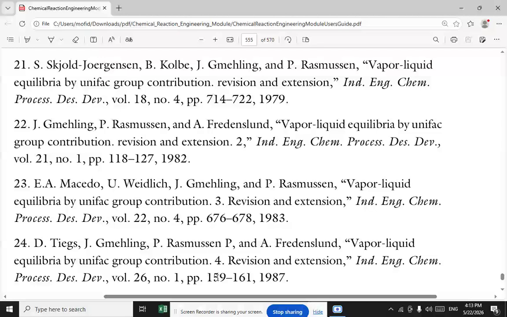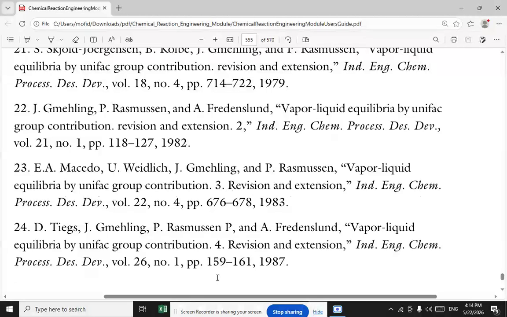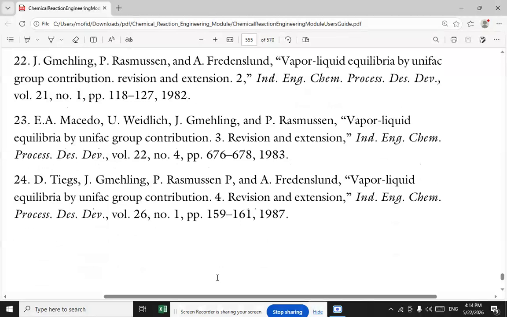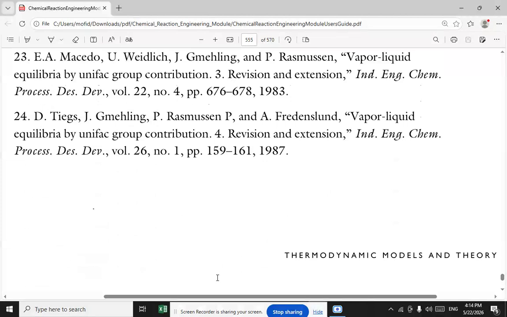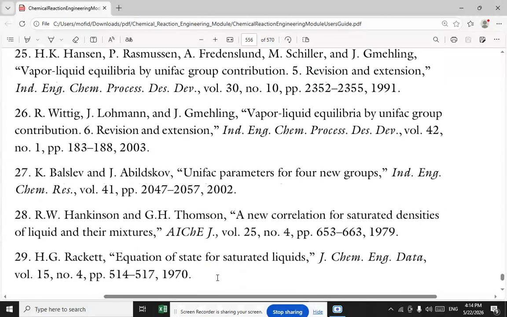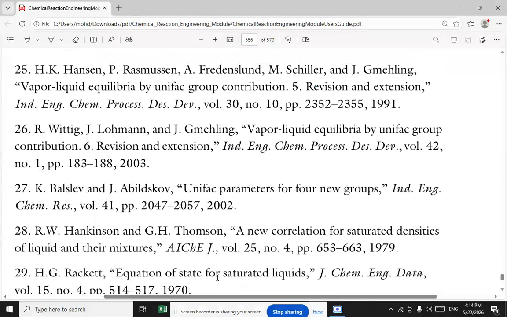The next was written by Rasmussen, and the name is Vapor-Liquid Equilibria by UNIFAC Group Contribution: Revision and Extension. The next was written by Weidlich. The name is Vapor-Liquid Equilibria by UNIFAC Group Contribution. The next was written by Rasmussen, and the name is Vapor-Liquid Equilibria by UNIFAC Group Contribution. The next one was written by Hansen. The name is Vapor-Liquid Equilibria by UNIFAC Group Contribution: Revision and Extension, 5th edition.